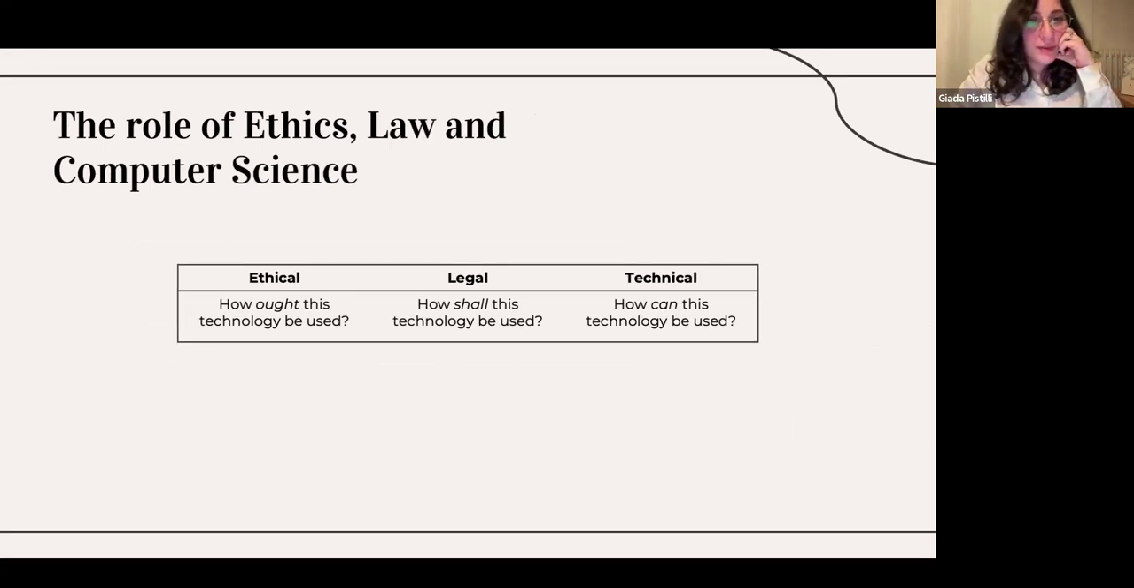So if we try to sum up what we saw for now, I'd say that we can roughly say that the role of ethics, law, and computer science could be summarized by 3 specific questions. Ethics asks how ought this technology be used, while the legal aspect is going to ask how shall this technology be used, and then the technical would say how can this technology be used. So as we can see, the 3 are complementary, in the sense that they also need each other.